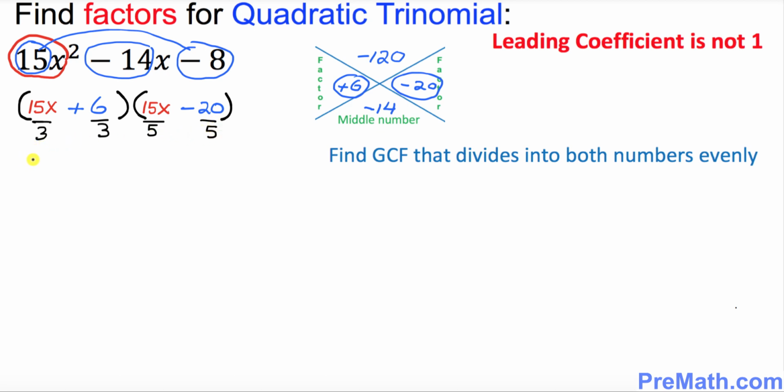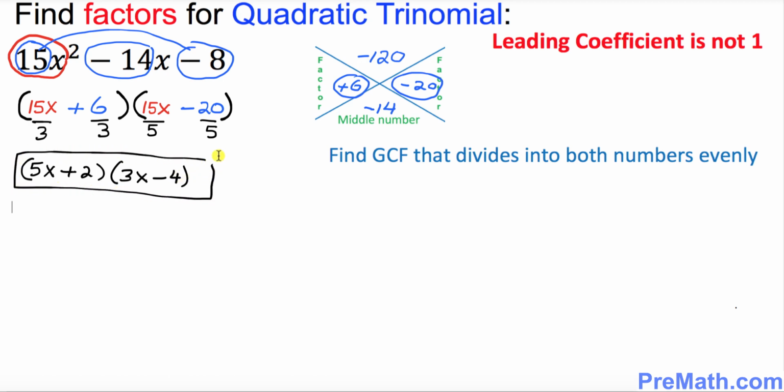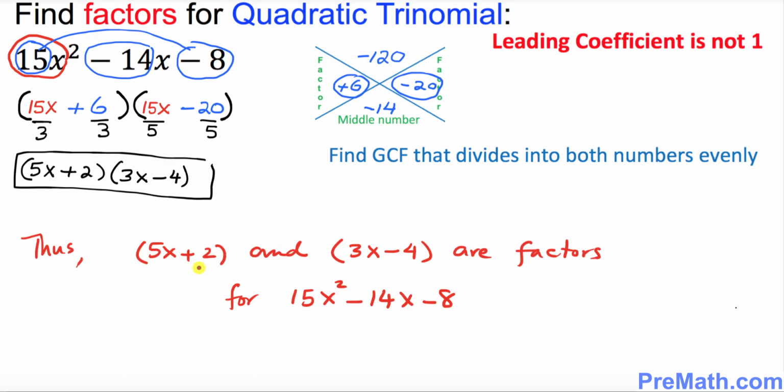Let's go ahead and simplify now. So that's going to be 5x plus 2, and in the second parentheses, if you simplify, 3x minus 4, and these are our factors. So thus 5x plus 2 and 3x minus 4 are our factors for this given quadratic trinomial.